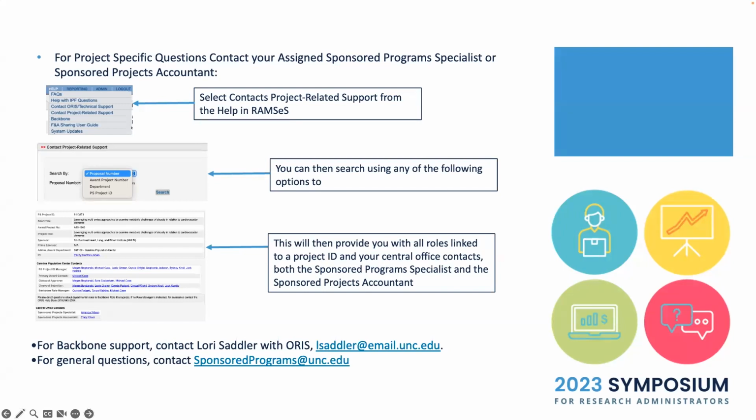Again, if you need help on backbone support, feel free to reach out to Lori Sadler and Oris. If it is specific to a role or access that you need related to your department, this will show you where your backbone role manager is, and you can reach out to them to make sure that you have the appropriate access to the system. Or for general questions, you can always contact sponsor programs at unc.edu.